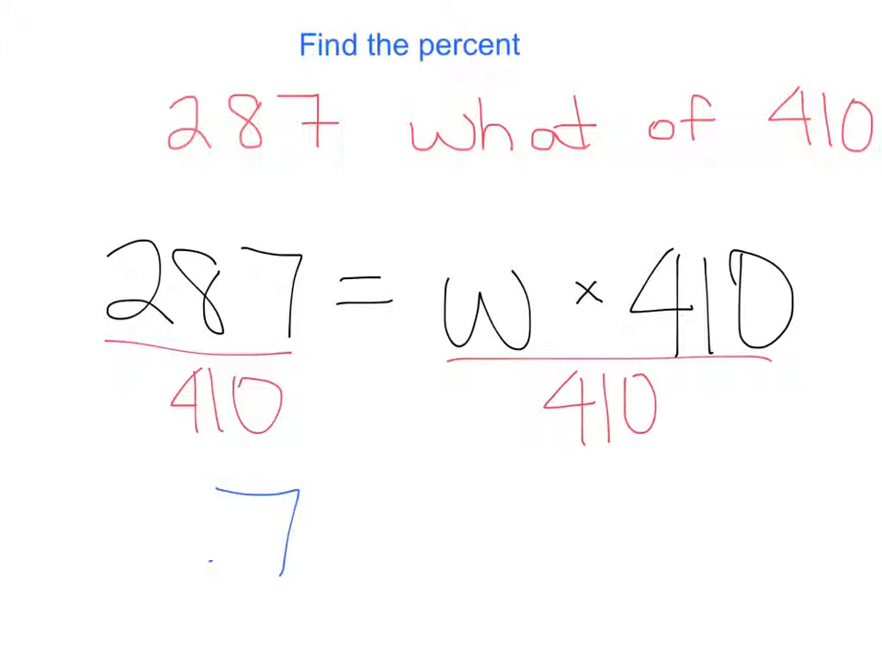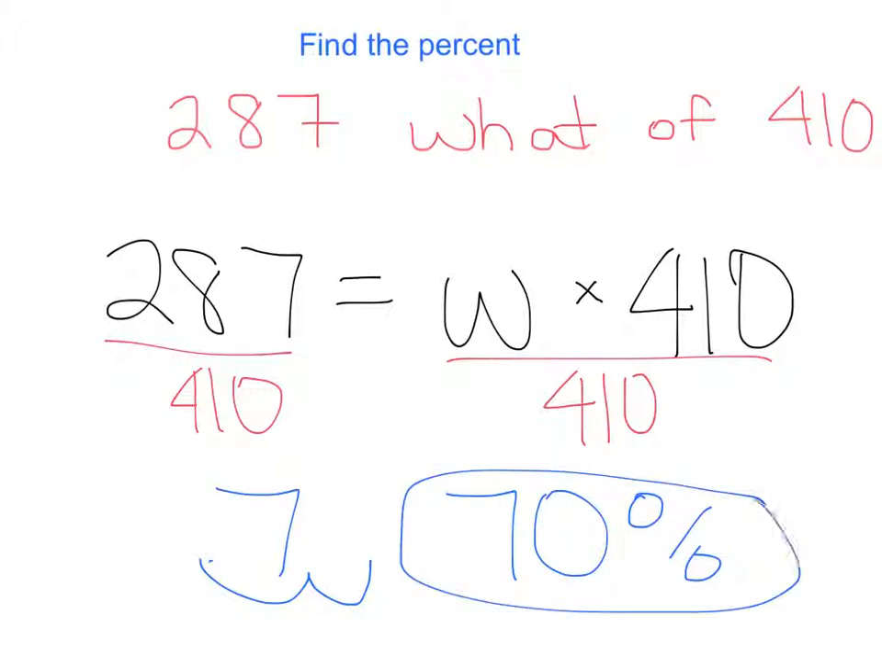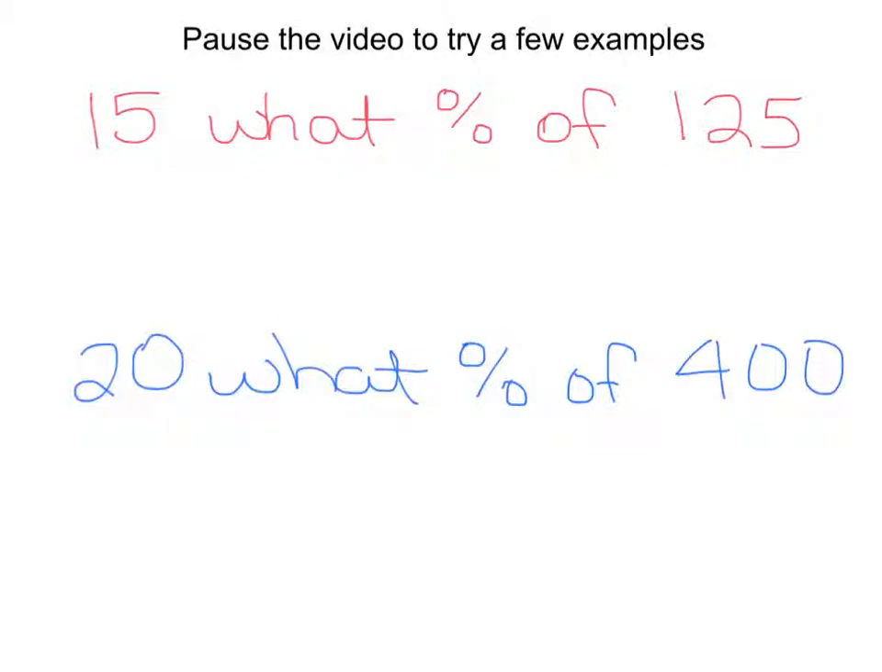But this is not how we write percents. This is the decimal form. So you move it two places, which means 287 is 70% of 410. Pause the video for a few examples.